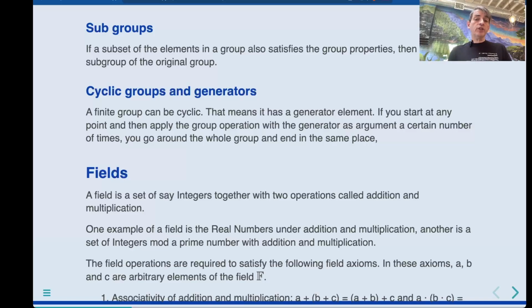If we have a generator element and we do this operation repeatedly on the generator element, what will happen is that we'll go all the way around the group. We'll get to every element within our group, and we will end up in the same place. So that explains why it's called a generator. It's generating all of the elements within our group.